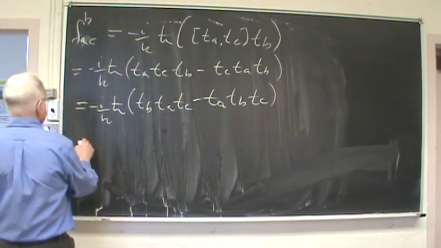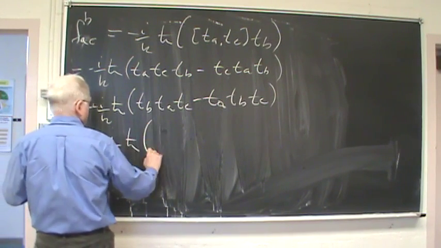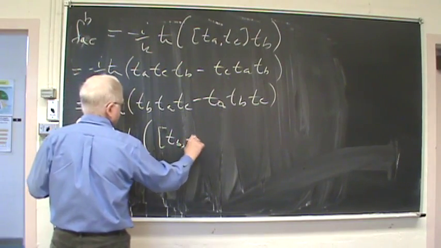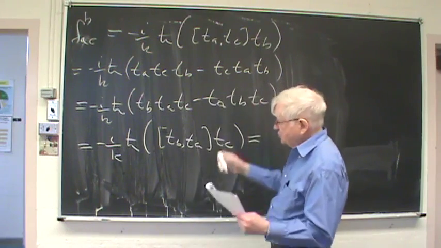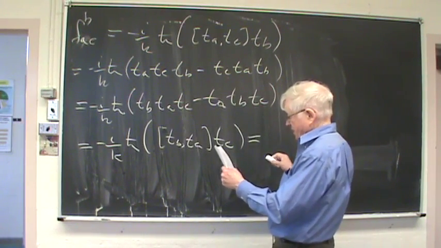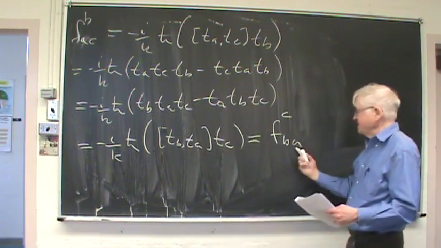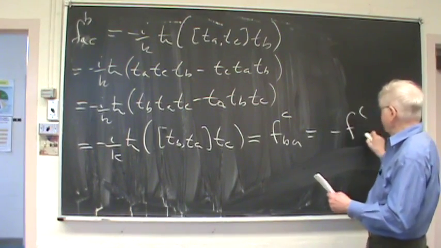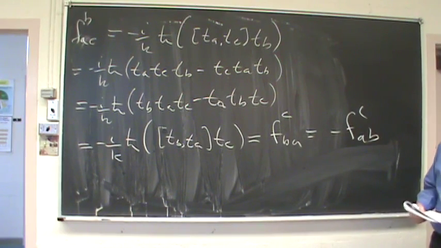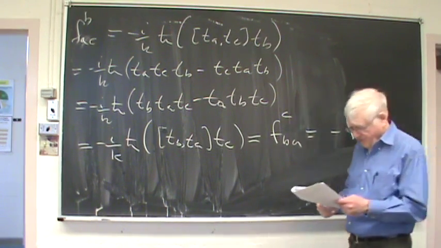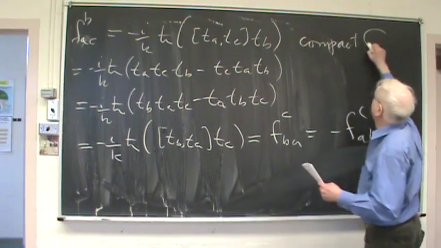And now we see this is minus i over k trace of [T_B, T_A] T_C. But this, for Hermitian generators or compact groups, is by definition F_CBA, and then since this is antisymmetric, this is minus F_CAB. So we get this rule for the structure constants, again, if they're Hermitian, if we have a compact group.